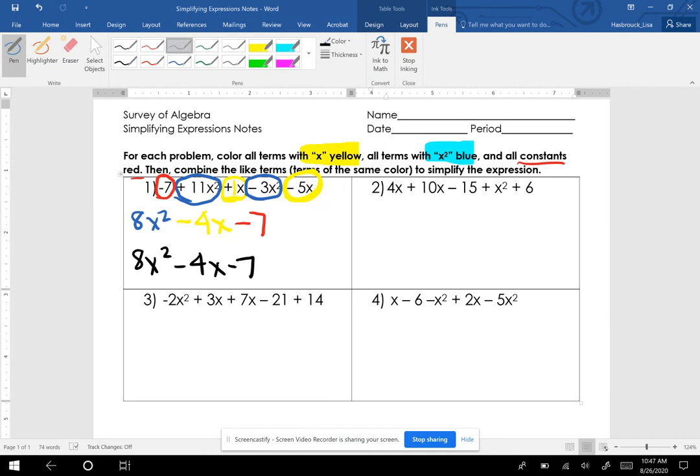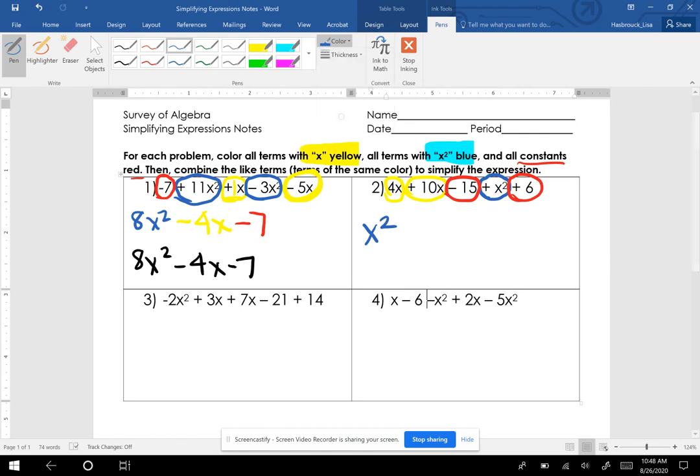For the next one, let's start with the x squareds. There's just one blue x squared. Let's see what we have for yellow x's. I have a 4x. I have a plus 10x. And that's it. And then for constants, I have a minus 15 and a plus 6. Now when I go to list them, I'm going to put the x squared first. I have a positive x squared, so I just write x squared here.